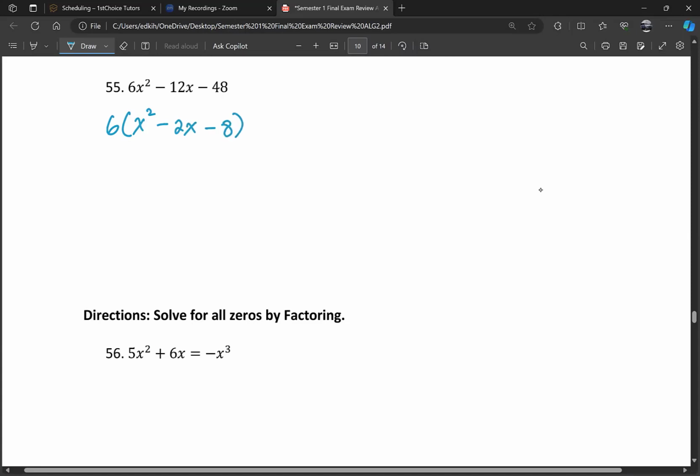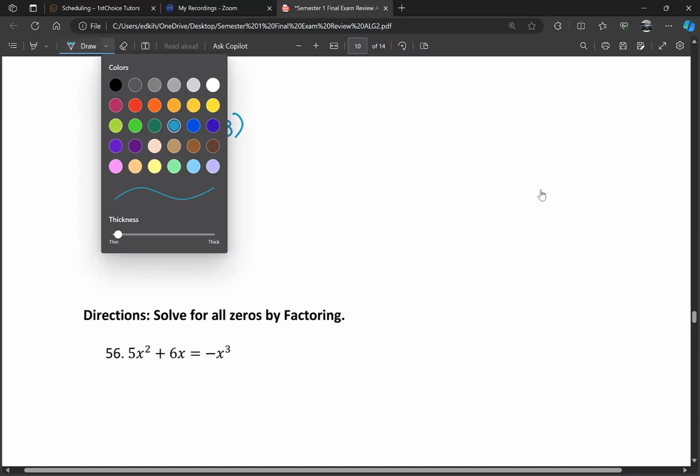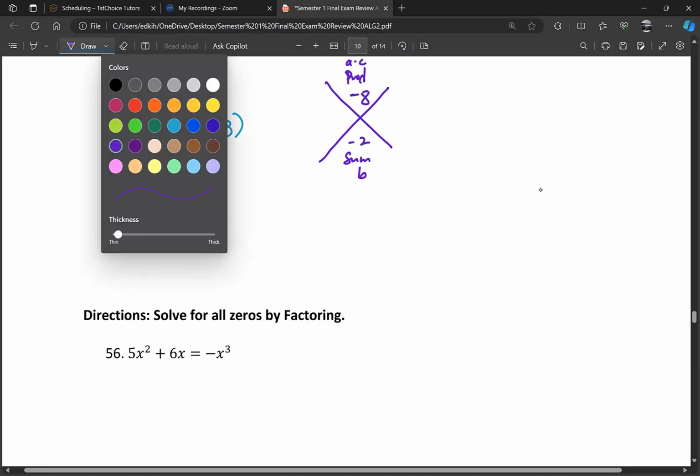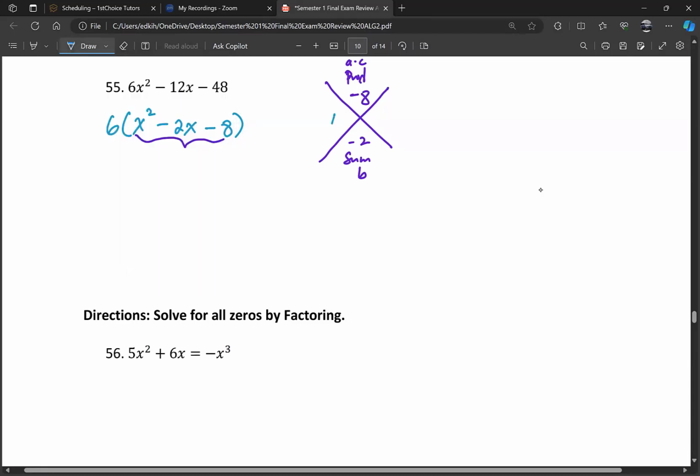8. And then you focus on what's inside of the parentheses. It's a trinomial and it's even. So this calls for the X method, folks. Product and sum. What multiplies to negative 8 and adds to negative 2? If you've said 4 and 2, you're on the right track. But what signs do we need?